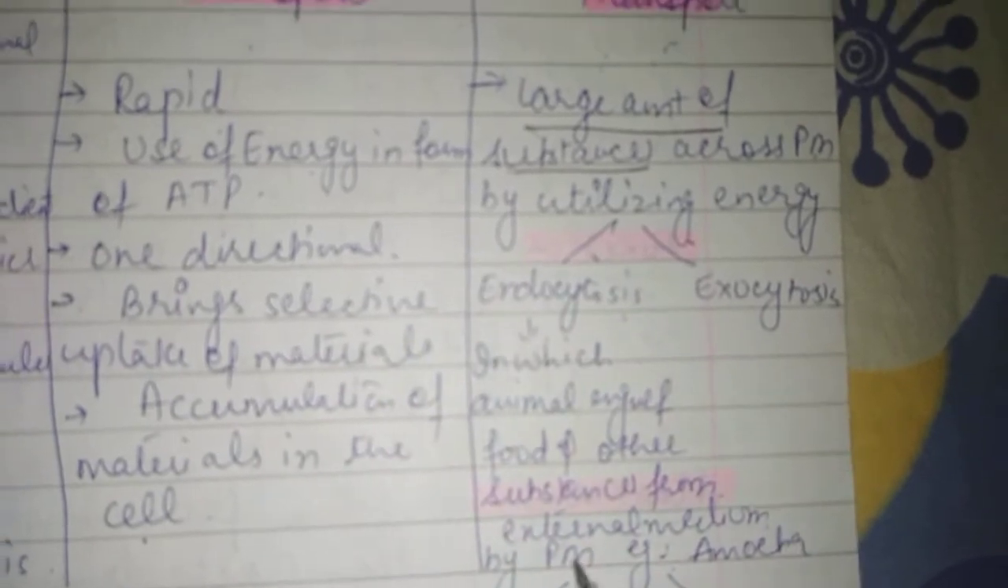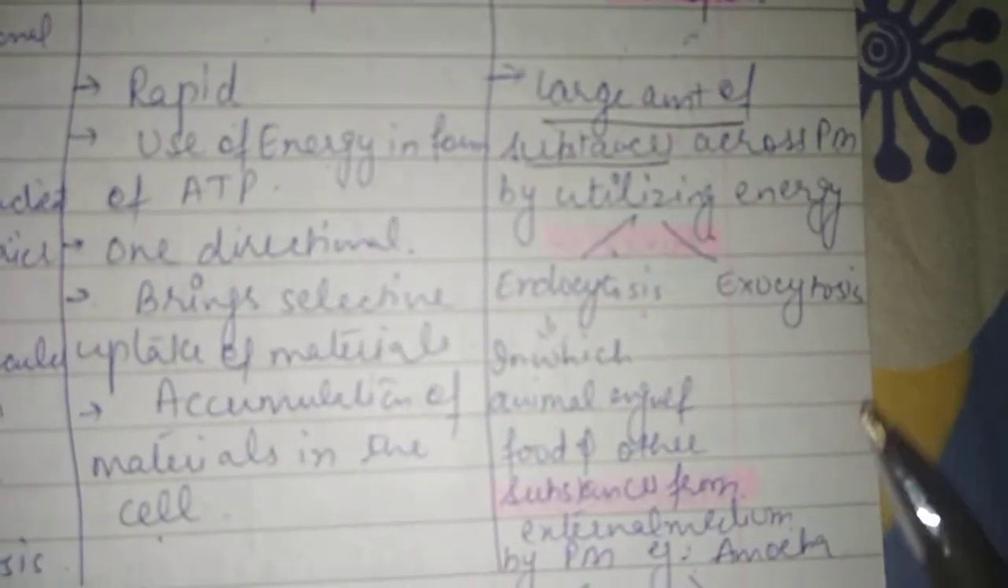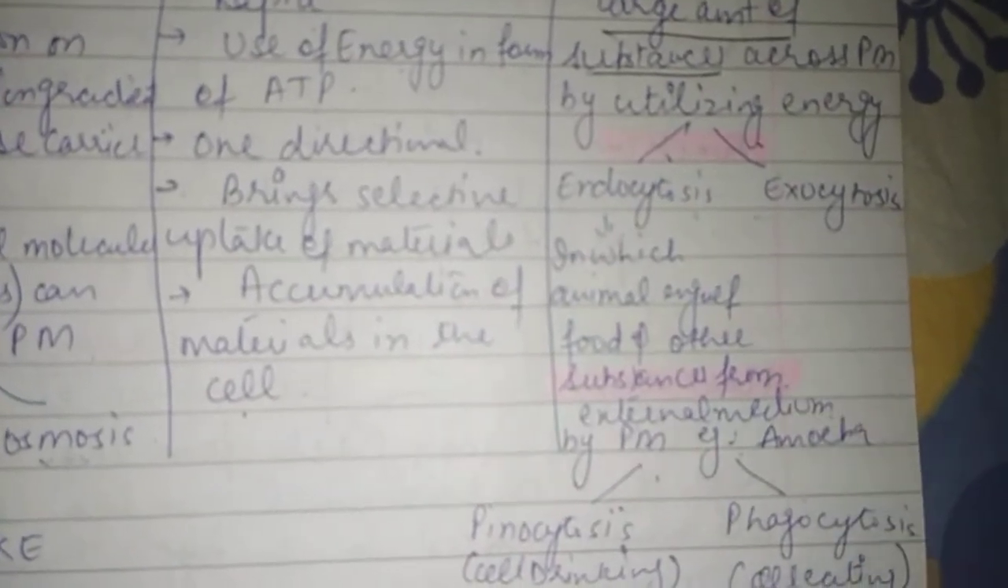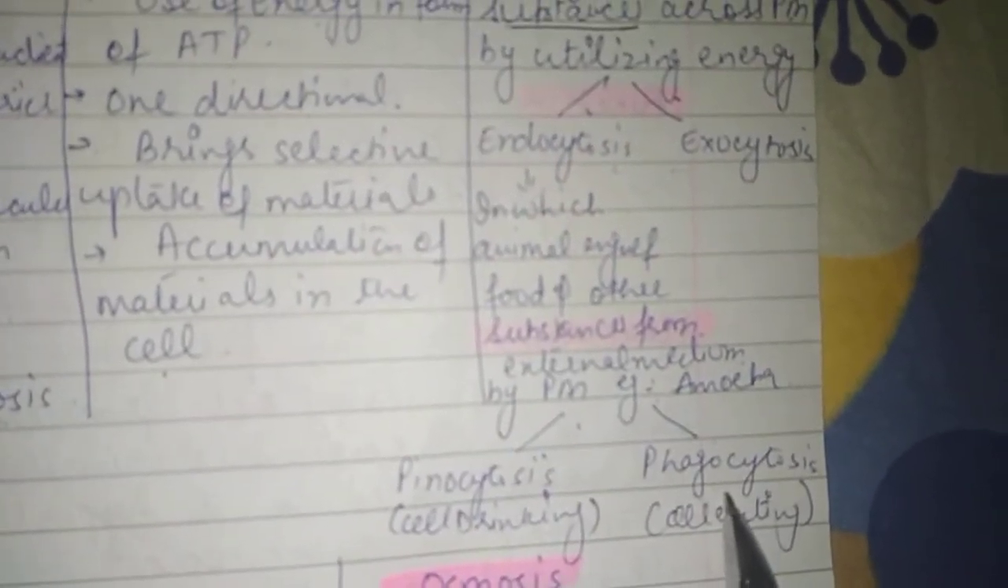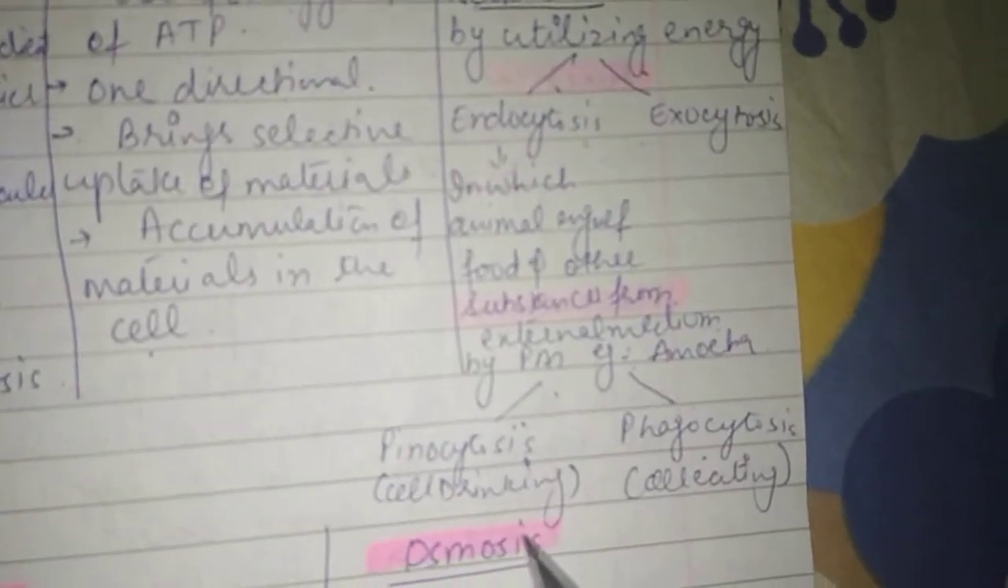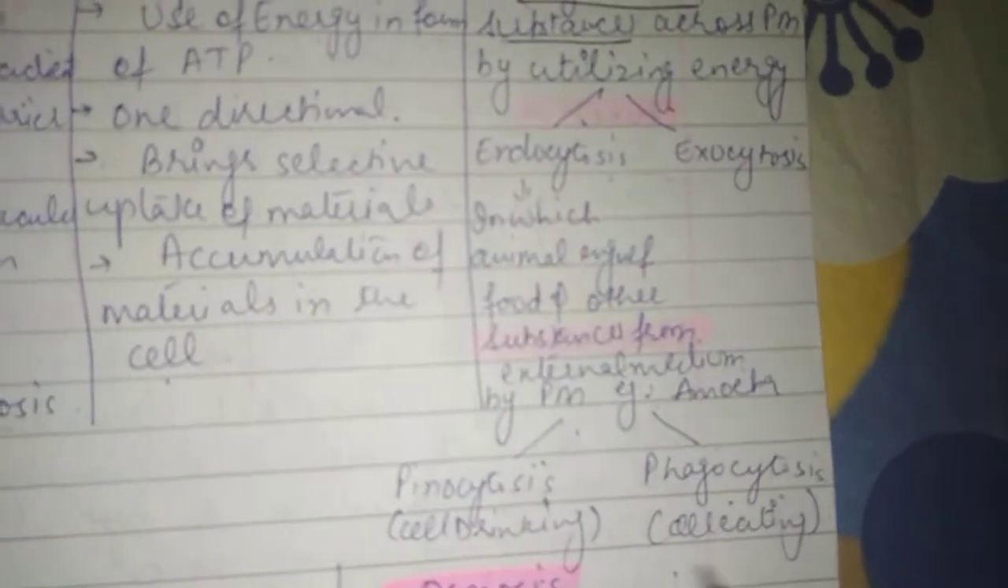Endocytosis means entry from the external medium by the plasma membrane. Exo means from the internal medium to outside. For example, in endocytosis, animals like amoeba engulf food and other substances from the external medium by the plasma membrane, and this is done by two methods. One is pinocytosis, second one is phagocytosis. See, pinocytosis means cell drinking. Phagocytosis means cell eating.